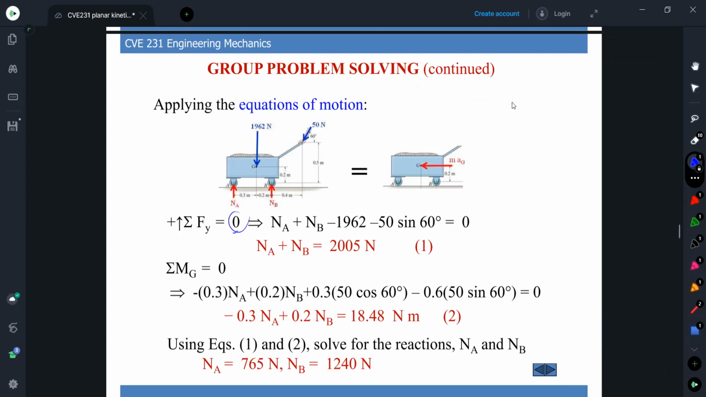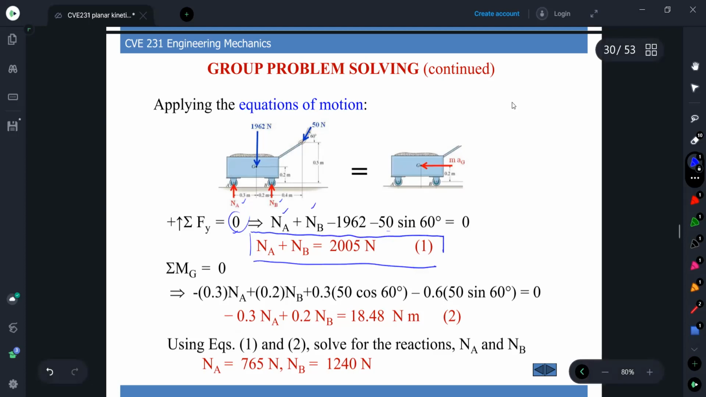The summation of force on the left hand side is N_A plus N_B minus 1962 and minus the component of the applied 50 Newton force, which is minus 50 sine 60 degrees. We have two unknowns, so we cannot solve yet. We define this as equation number 1.